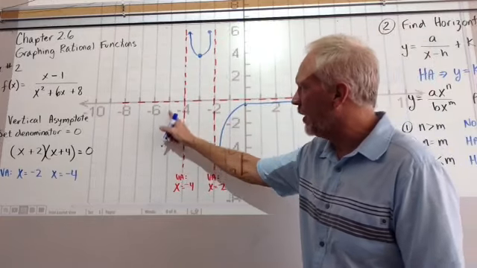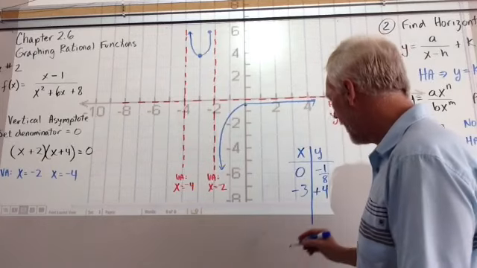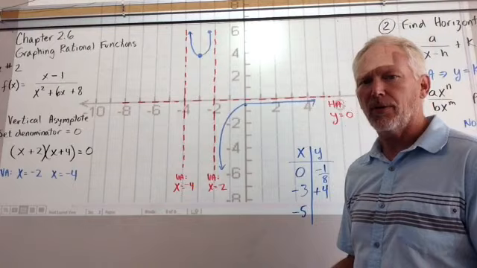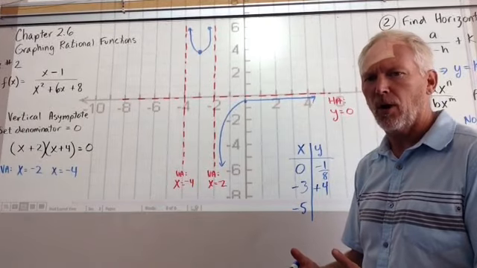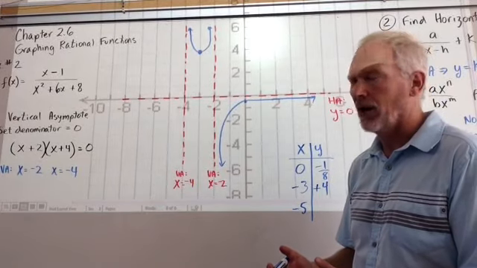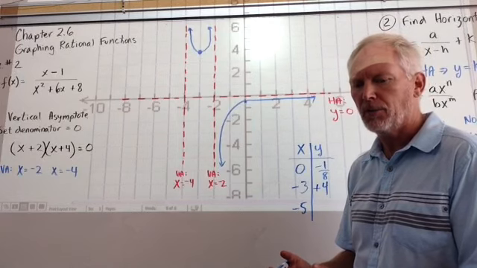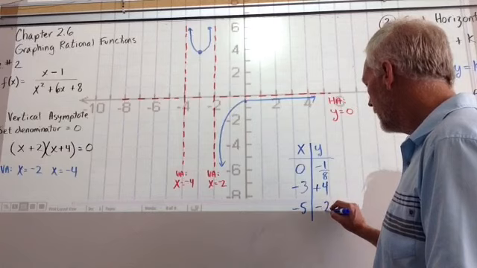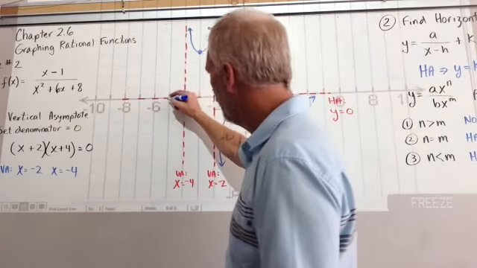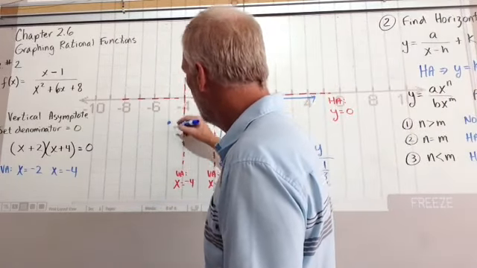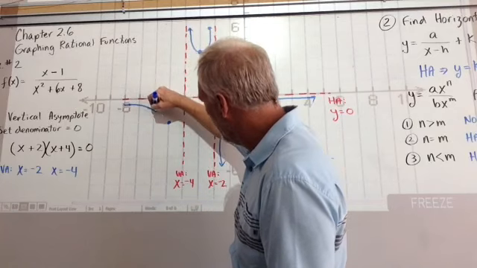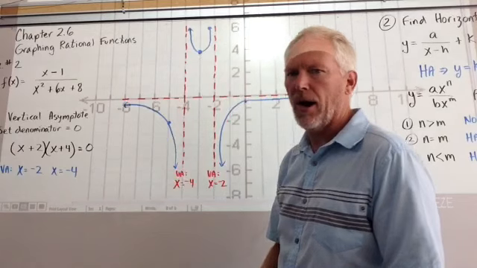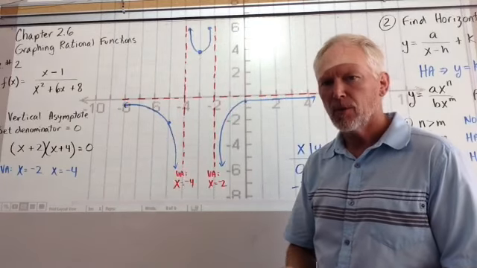Now we have one last place, so I'm going to choose -5. Again, pause the video and see if you can figure out what the y value would be for an x value of -5. Once you do that, you will get a negative 2. And so at negative 5, negative 2, there's a point there. And again, you will see a graph that looks like that.